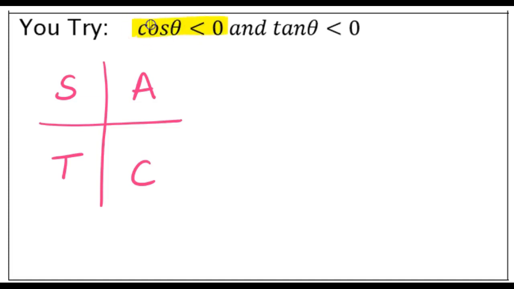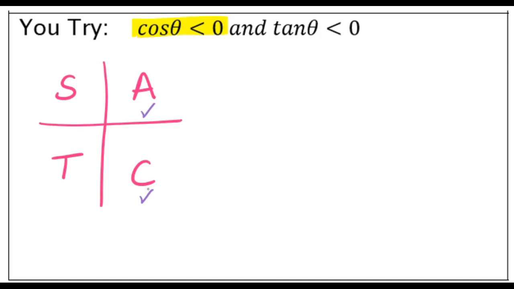So I'm going to look at where cosine is negative. Whenever you have one of these functions where it's negative, you kind of have to think backwards. So I'm going to make a little mark here. First let's figure out where cosine is positive. Cosine would be positive in quadrant 1 because that's where everything's positive, and it would also be positive in quadrant 4 where cosine is positive.